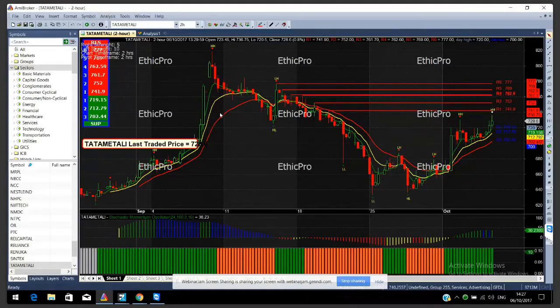So this is just a simple EMA cross. We call it trend following. With trend following, you guys will understand that.